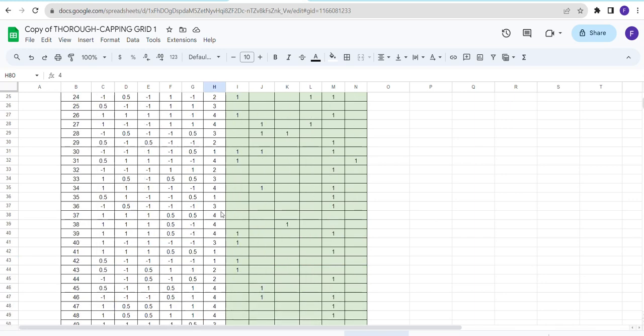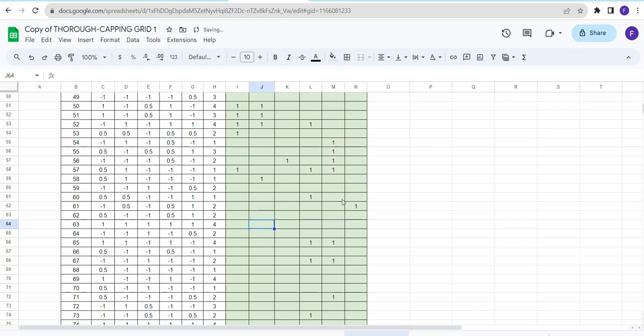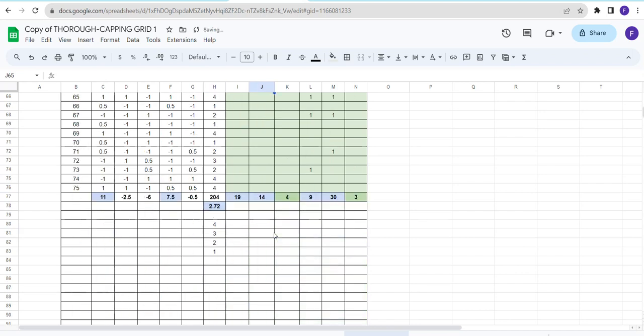If you look at this, and this should have been a 2 on here. I'm looking at my sheet right now. Actually, this should have been a 4. So what does that do to the ratings? 2.72. So it went from a 2.88 with 50 races to a 2.72.